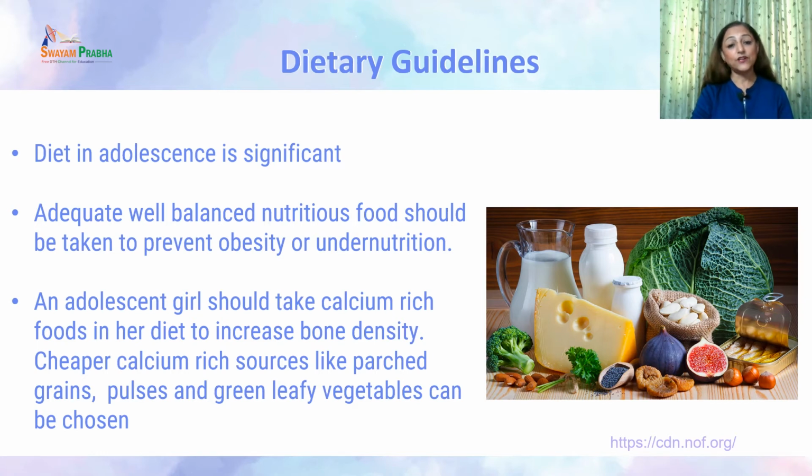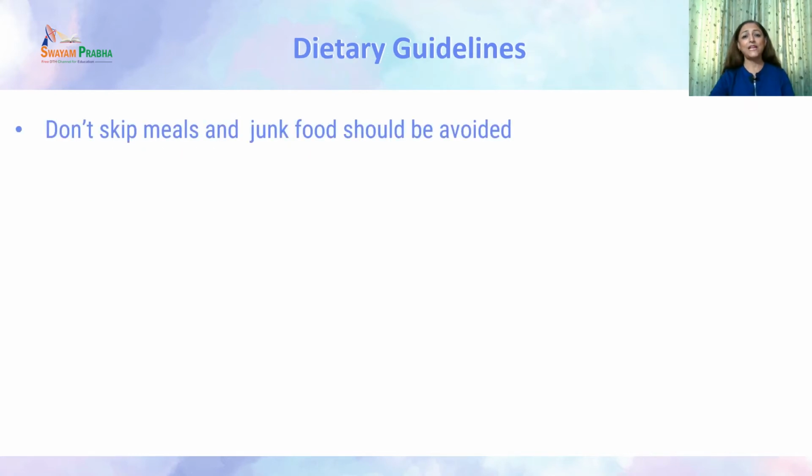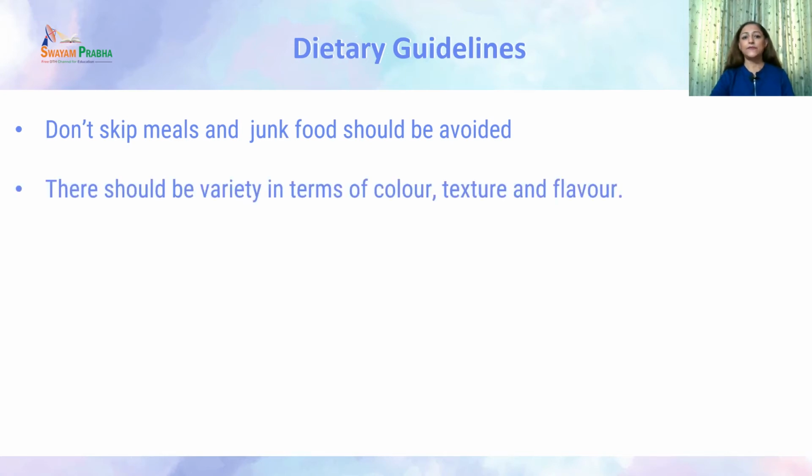And for children coming from the lower socioeconomic section, cheaper calcium rich sources can be provided. For example, parched grains can be given. Whole grain cereals, pulses, and green leafy vegetables can be included as calcium sources. No meal of the day should be missed, as adolescence represents a period of active life, and junk food should be avoided. There should be good variety in colors, texture, and flavor.